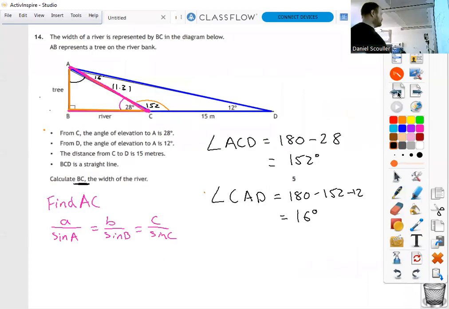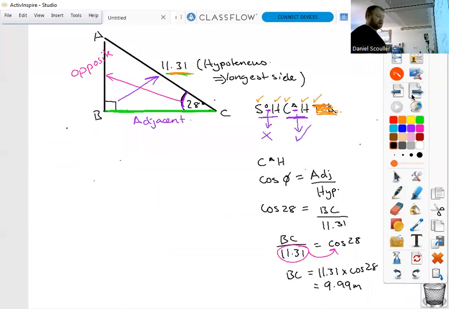Let's see what the question's asking. It doesn't ask for significant figures or anything. Okay, so 9.99 meters is a good answer, or if we were rounding that up, I reckon you could round that up to 10 meters. All right, it's absolutely fine. So that side from B to C is 10 meters.